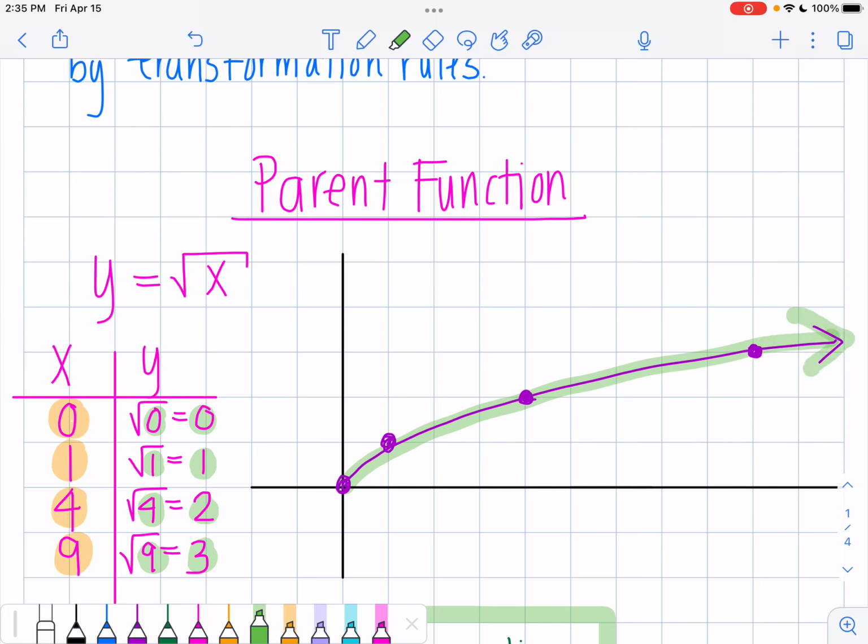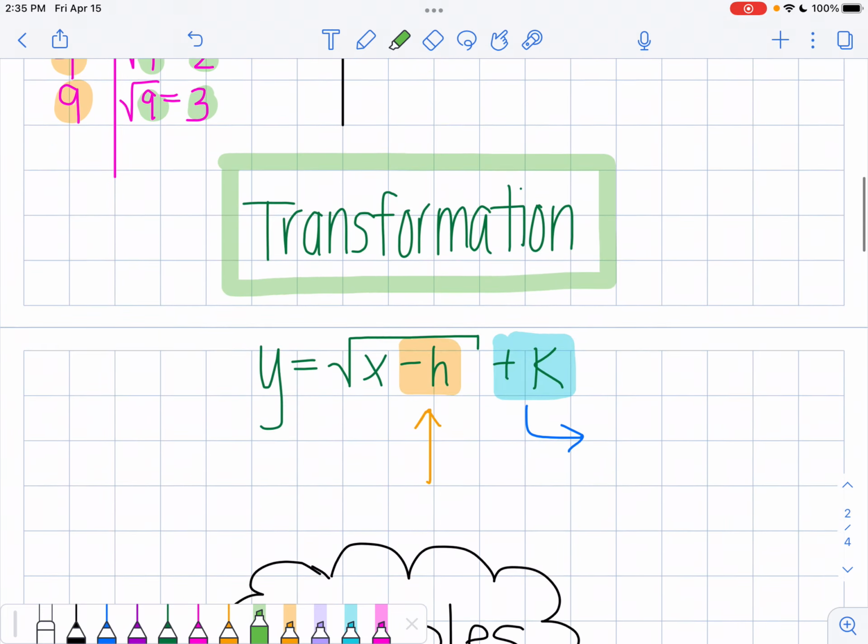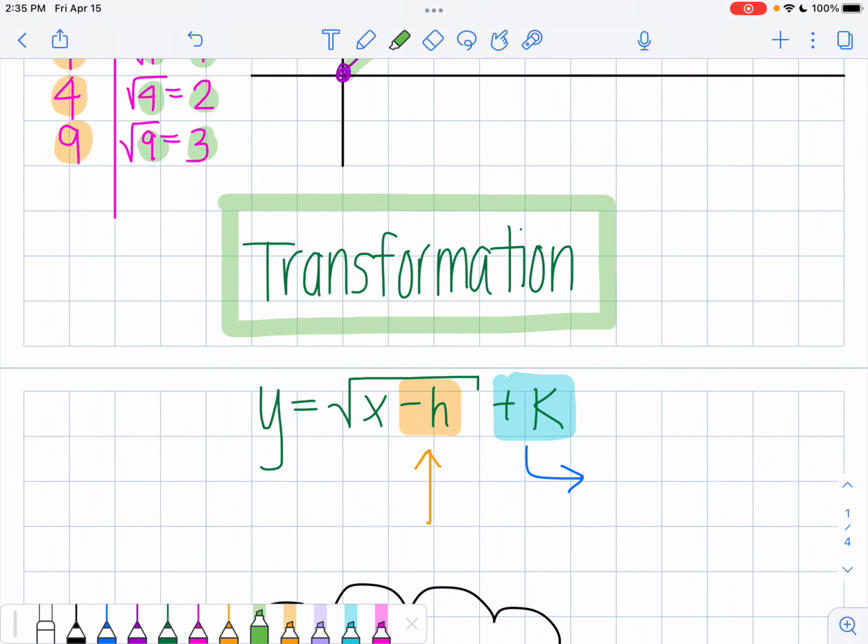So how the transformation rules work is if you know that these are your points of a square root function, so (0, 0), (1, 1), (4, 2), and (9, 3), we can use our transformation rules by moving our graphs up and down and right and left based off of these points. So here's kind of how this works. If I'm looking at a generic square root function, it's going to look something like this. Actually, technically, it's going to have an a in front here, but we'll talk about that in a minute.